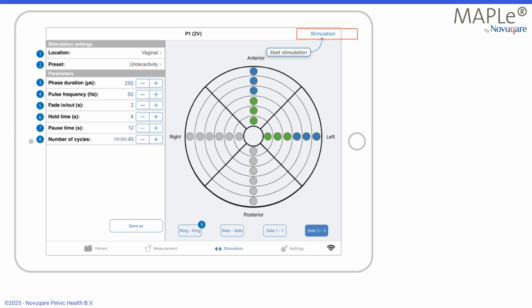Safety precautions. Ensure correct placement of the Maple probe for proper tissue contact. Be aware that high current intensities can cause irritation.